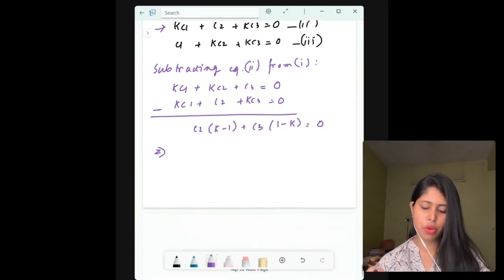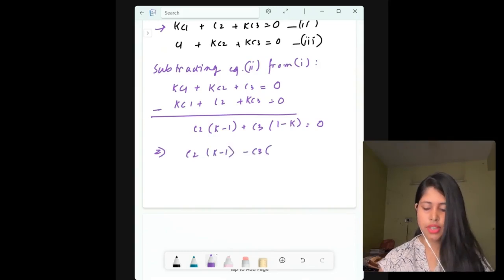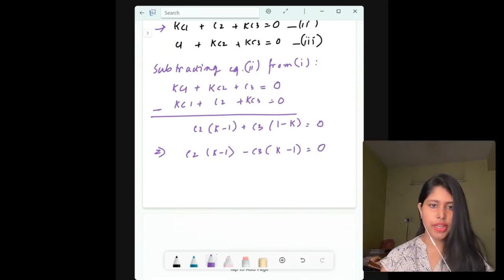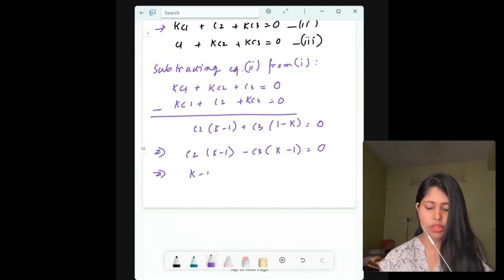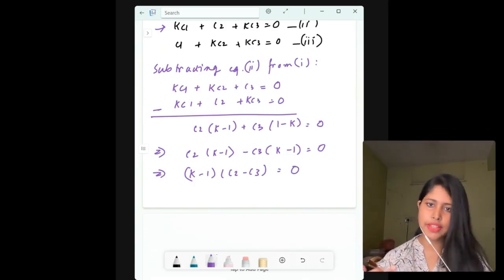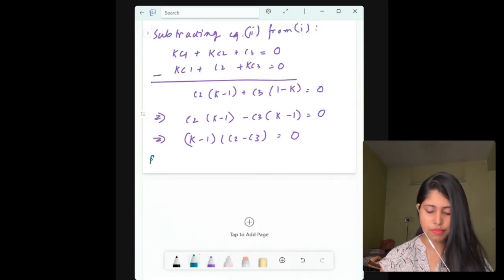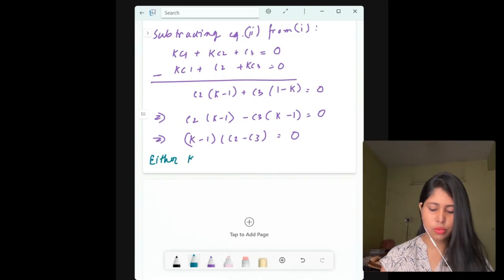So now if you do further calculation, you can see that k minus 1 can be taken as a common factor, right? So for that you need to change the sign. It will be k minus 1 times c2 minus c3 times k minus 1 equals 0, right? So you can get k minus 1 as a common factor, and c2 minus c3 will be equal to 0. So here you can say that either k is equal to 1 or c2 is equal to c3. So just write that either k is equal to 1 or c2 is equal to c3.